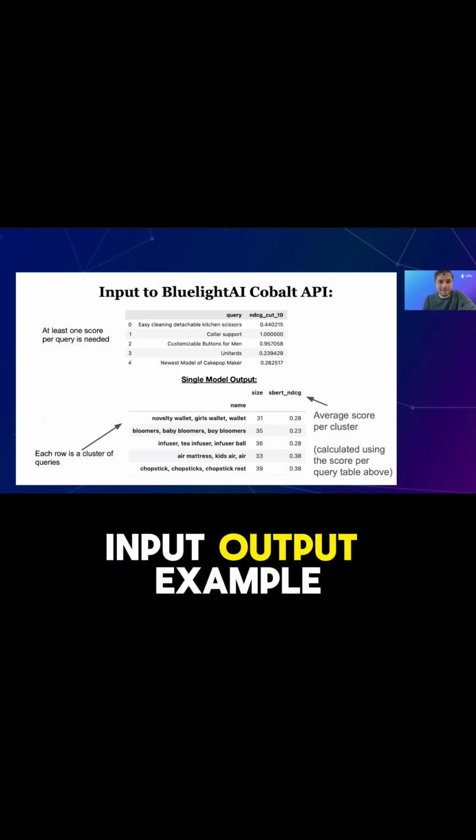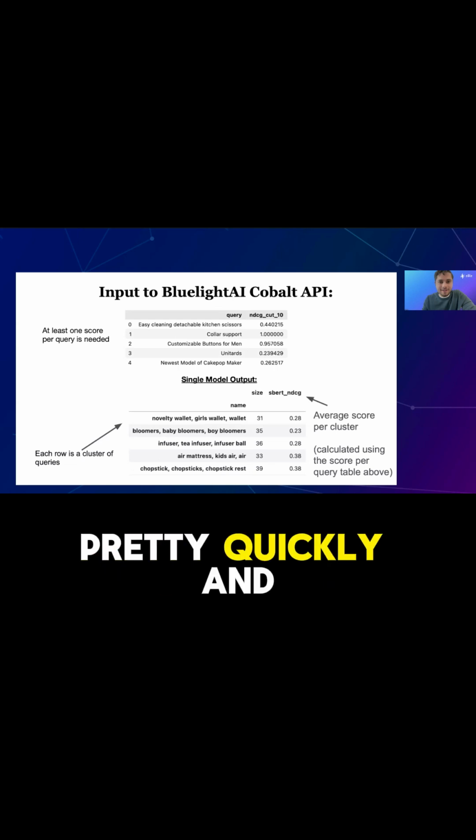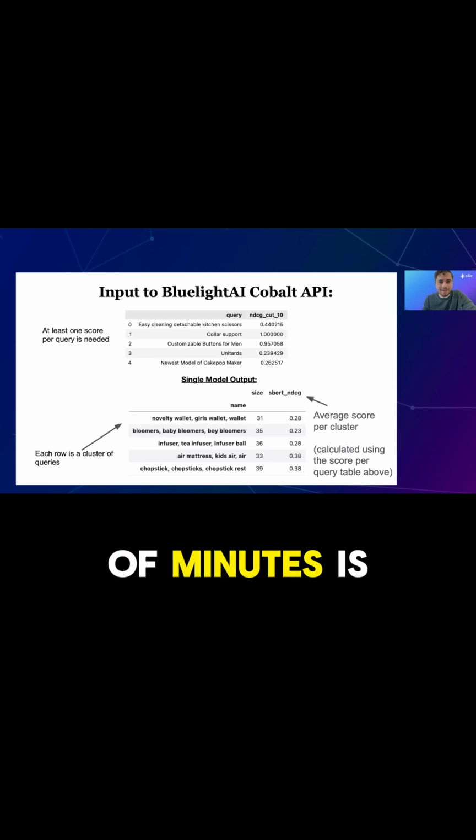Here's an input-output example. At the top is what we're talking about, which is you come into navigable clustering with at least one score per query. For example, here we show NDCG as the score. Row one could be kitchen scissors and the score could be 0.44. And the output that navigable clustering can help you get pretty quickly, honestly a matter of minutes, is different rows containing the clusters of queries. That tells you how many queries are in that cluster, what the interpretable keywords for it are, and we summarize for you an average over that cluster to tell you what's inside.